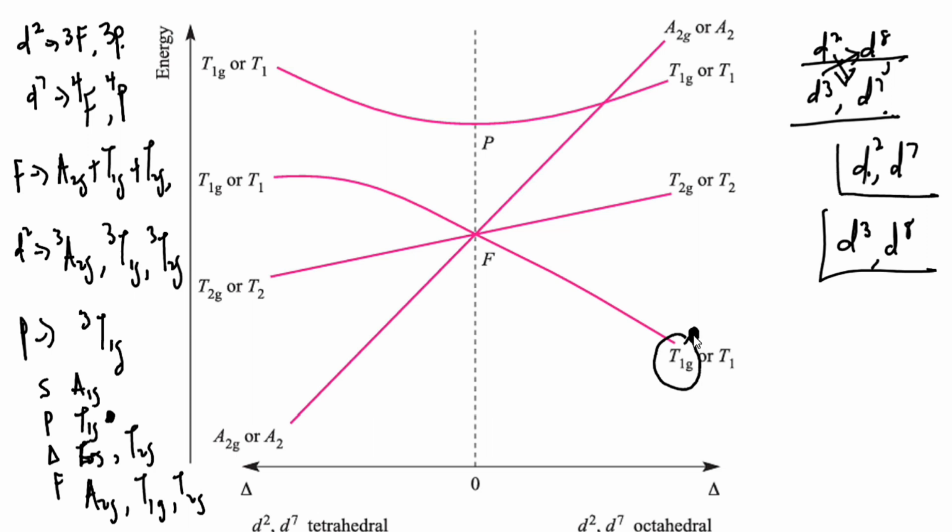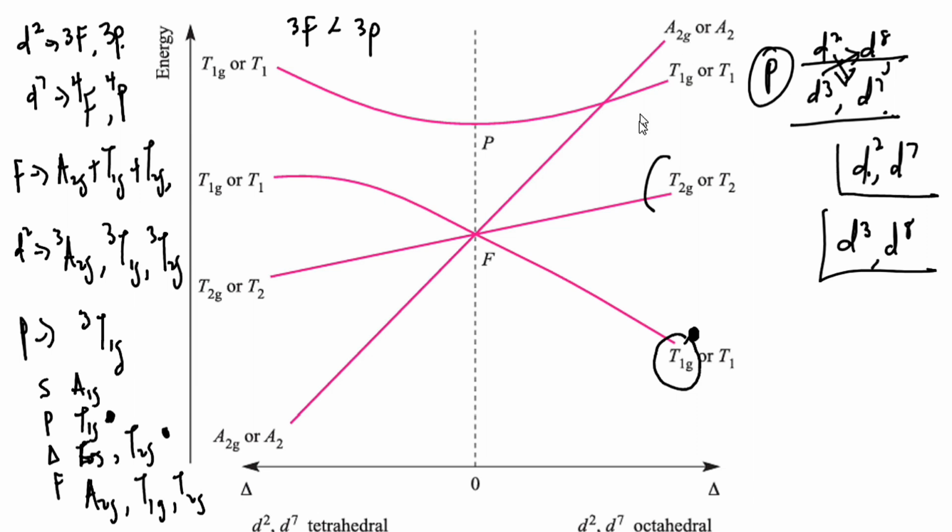We have the lowest energy A. So the next one is the T2G A. So the T2G, this is what we have here. Now we said that 3F has lower energy than 3P. But here, the T1G from P, it's here. And then we have the last one, A2G.